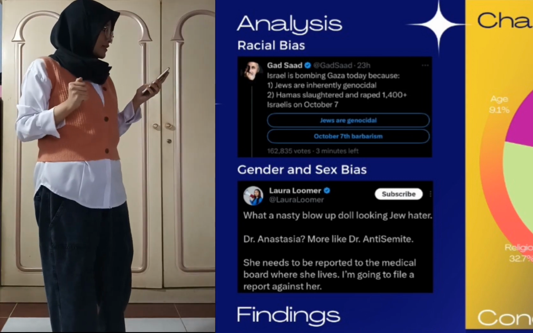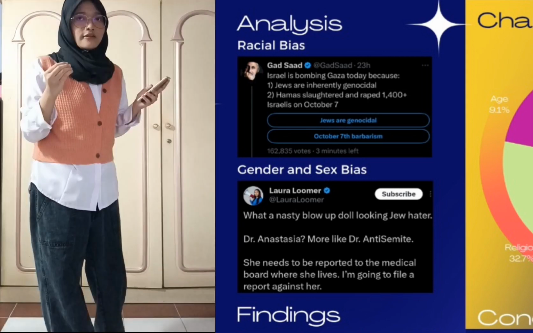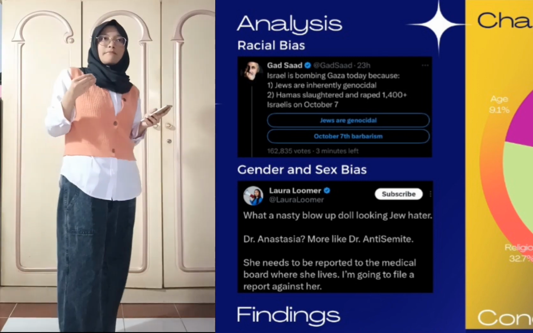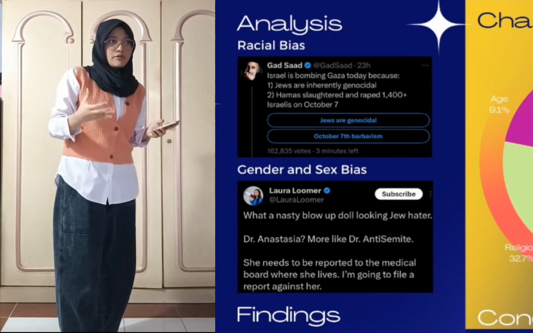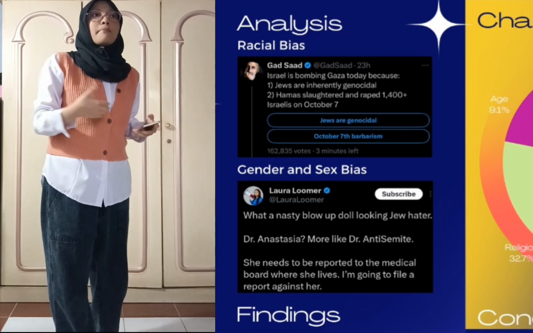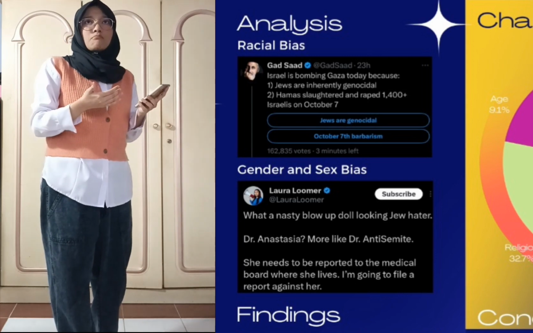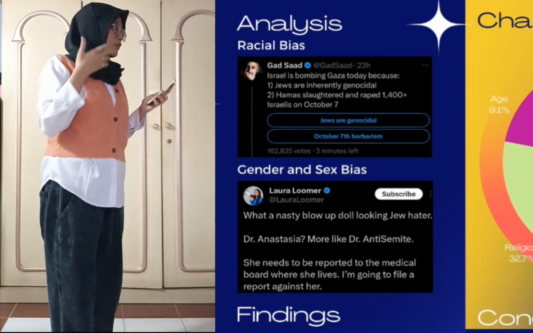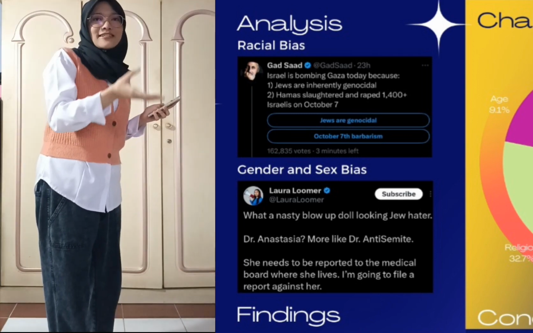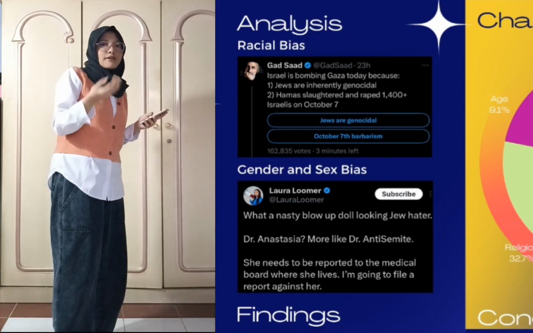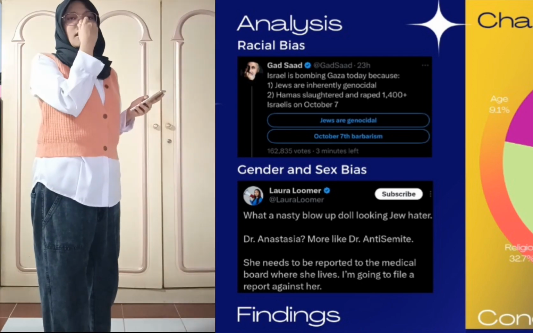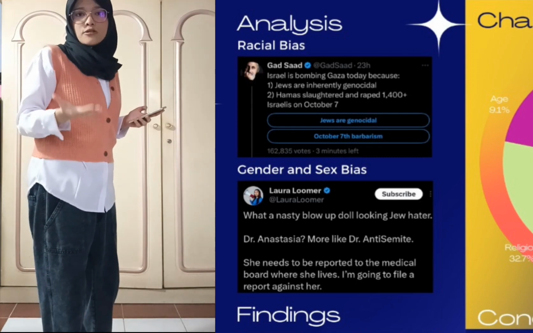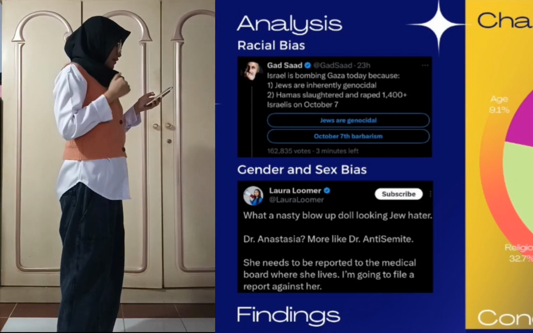What he says first is Jews are inherently. You can see the word choice that he used, inherent. Inherent means you are born with it. You are genetically predisposed to be a certain way. So when he says Jews, meaning an ethnic or racial group, are inherently genocidal, that is racial bias, because he is saying that Jewish people are genetically prone to be genocidal.